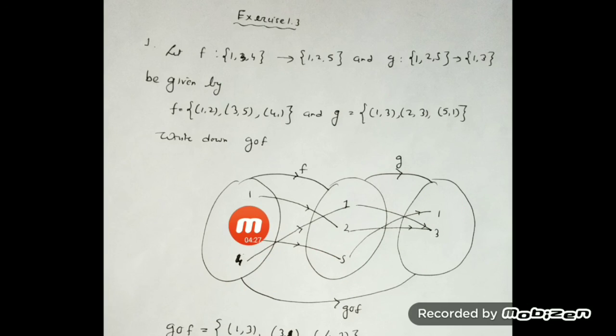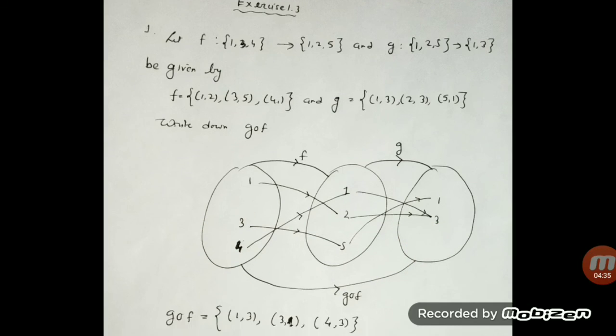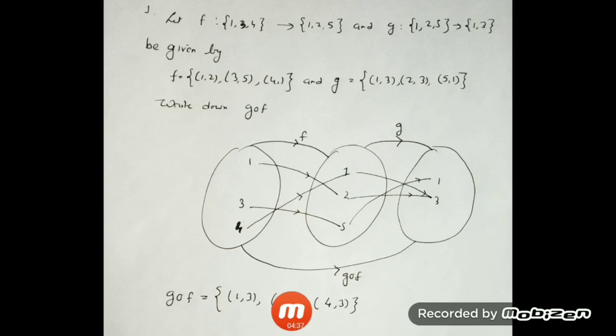Now see the diagram. 1 goes to 2, then 2 goes to 3. So by gof, 1 is related to 3, and we have got the ordered pair (1, 3). Next let us start with 3. 3 goes to 5 and 5 goes to 1. So ultimately 3 is related to 1, so (3, 1) is the next ordered pair. After that, 4 to 1 and 1 to 3. So 4 is related to 1, 1 is related to 3. That means 4 is related to 3, so (4, 3) is the next ordered pair.